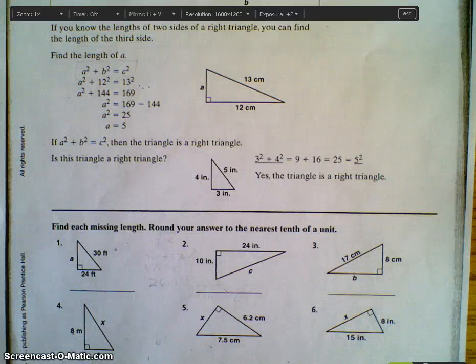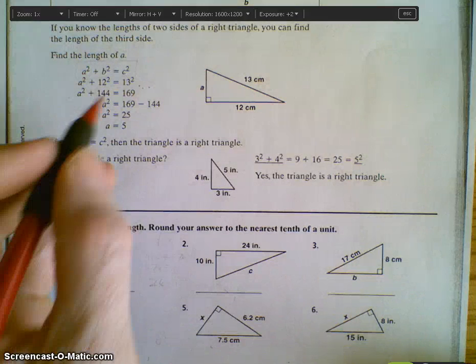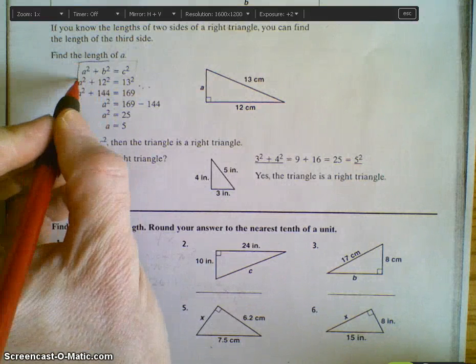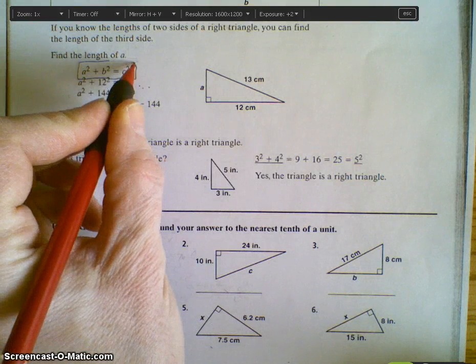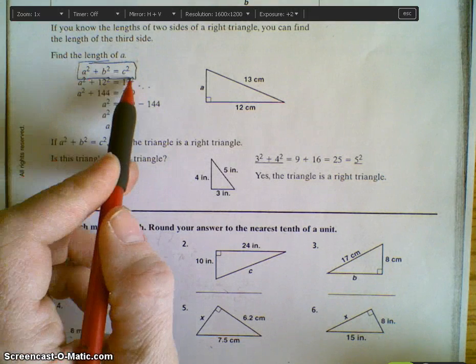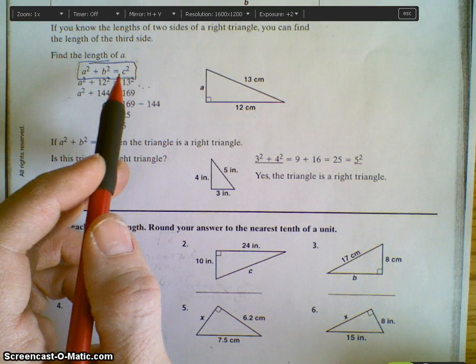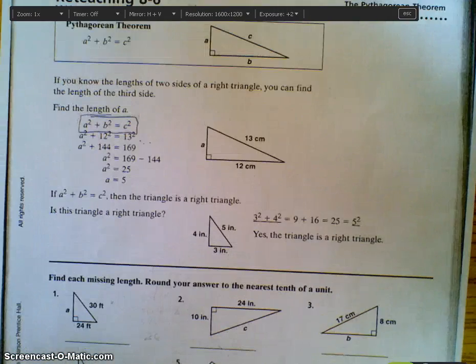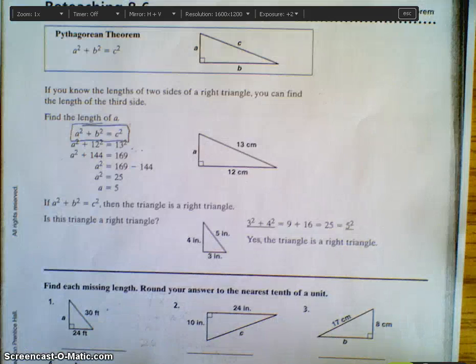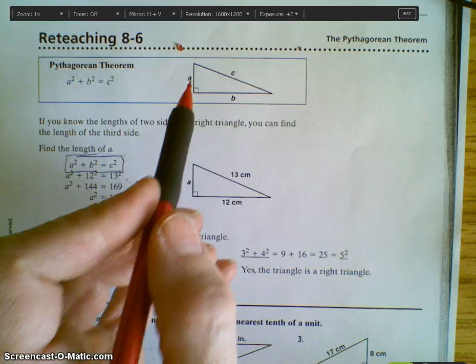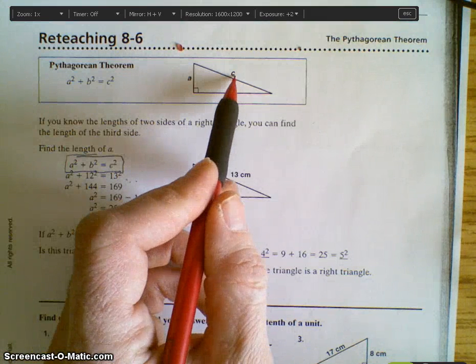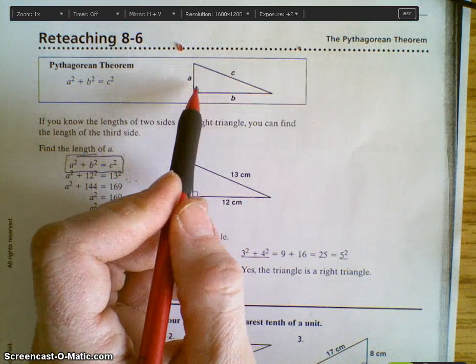So this is a review of the Pythagorean theorem, and here is the Pythagorean theorem right up here, the most important thing there. Right, a squared plus b squared equals c squared. Now if we look at that, what we're looking at is this sort of triangle up here. Now c squared is always going to be the hypotenuse. That's the thing that's opposite the right angle here.